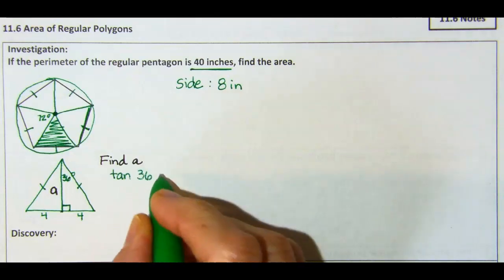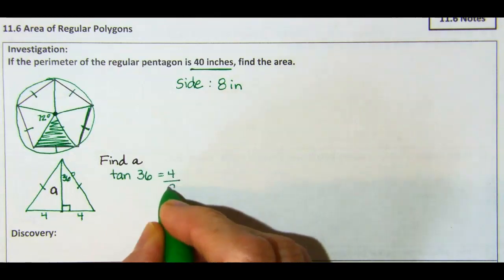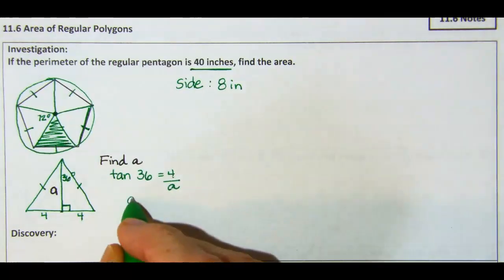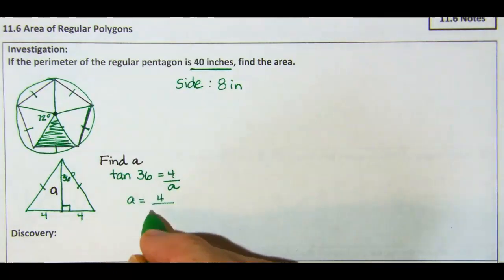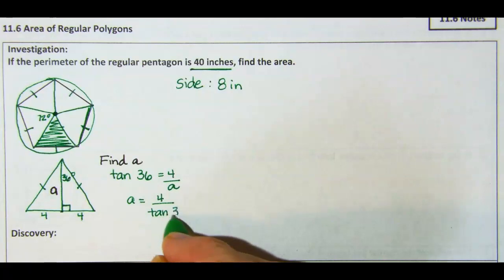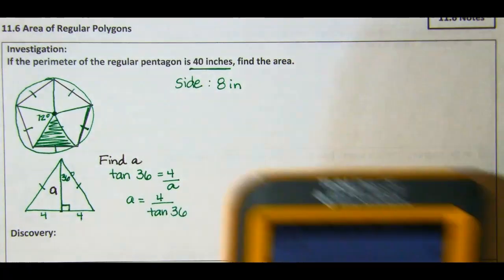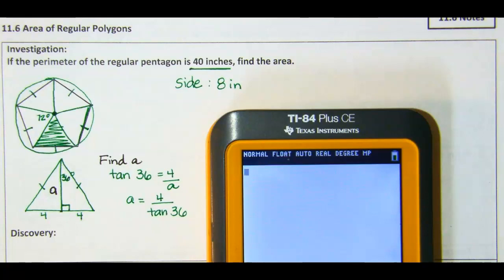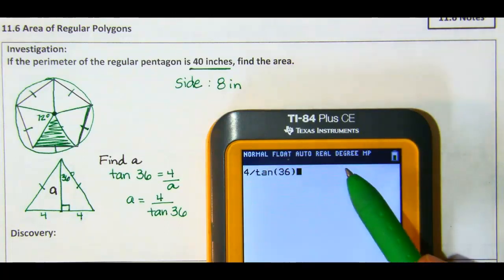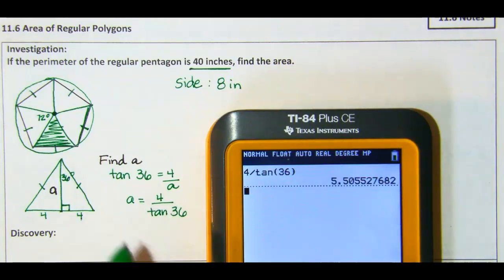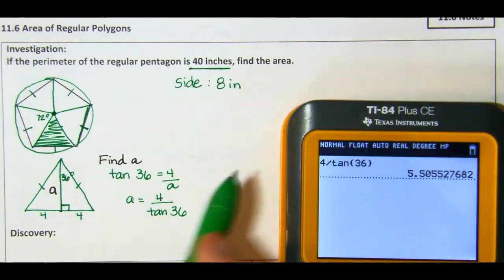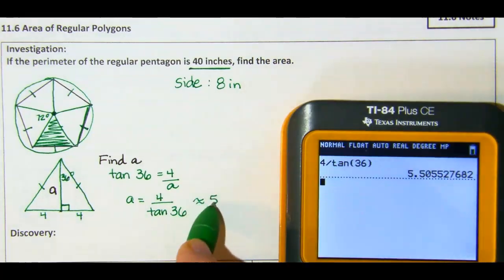So tangent 36 equals opposite over adjacent. So A is going to give me 4 divided by tangent 36 degrees. So again, we're going to turn to our calculator and we're going to say 4 divided by tangent 36. Again, make sure your calculator is in degree mode. And that is going to give me A is approximately 5.5 inches.